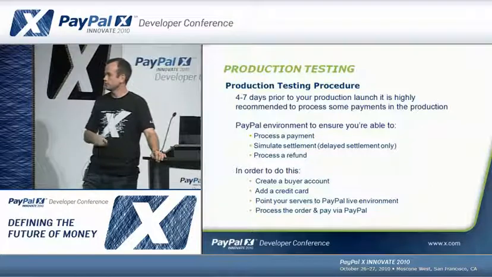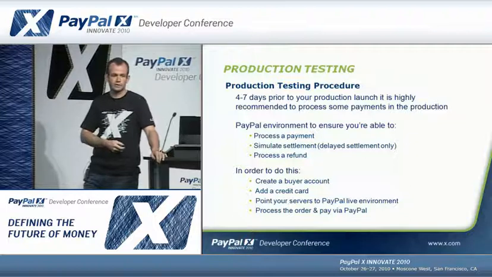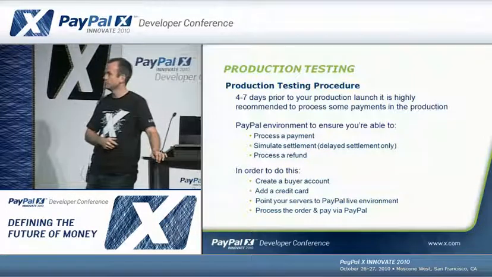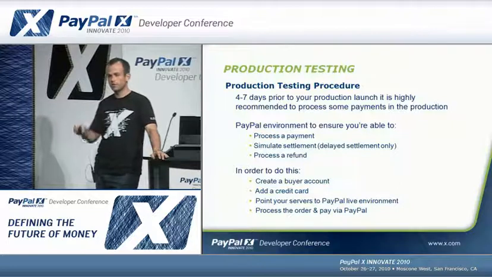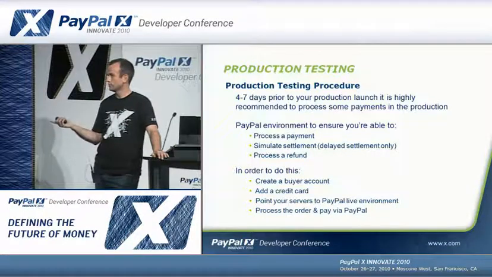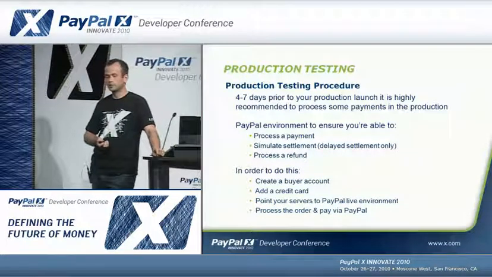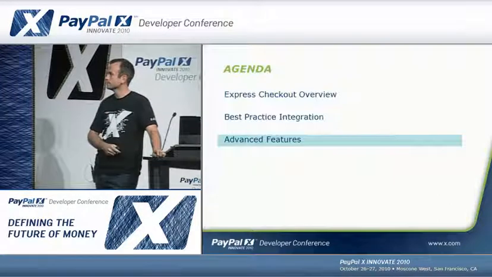And then the steps to do that: you just create an account as the buyer. You're going to hopefully have your seller account already set up if you're here and wanting to know the advanced features. You're already selling with it, but you're going to need a real buyer account with a real credit card. You may already have one that you can use. And then just point your stage environment to the live servers and process an order with that buyer account that you created and pay with PayPal.